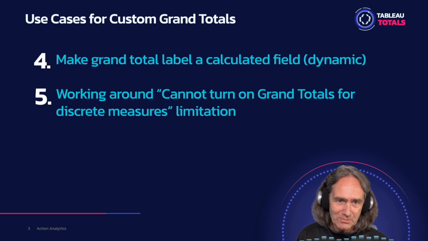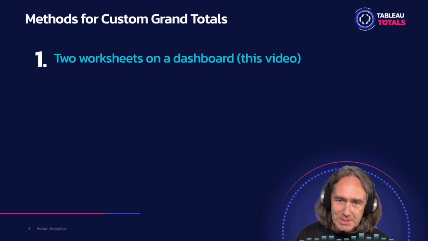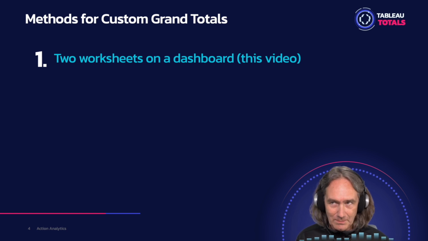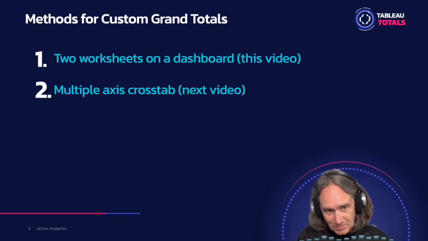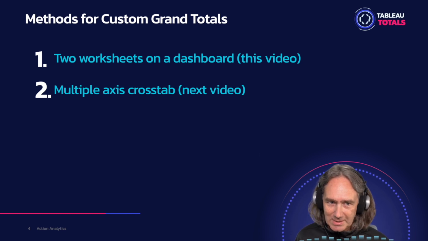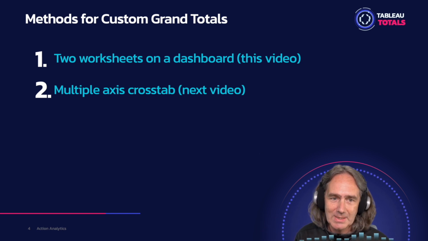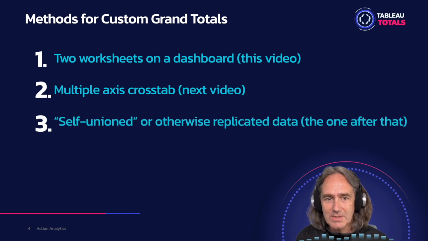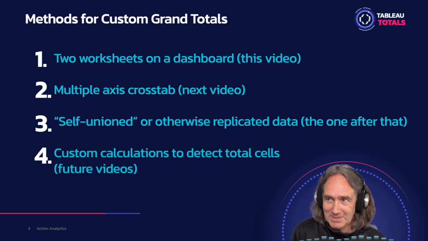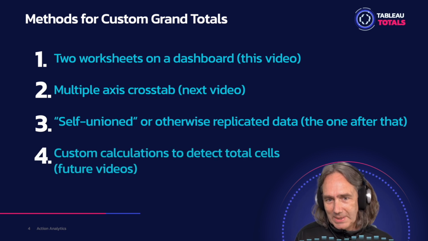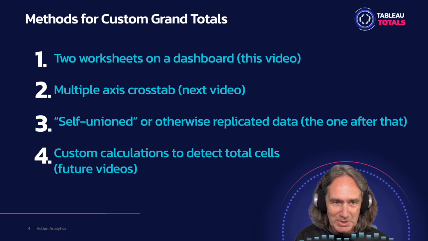In terms of doing this, we've got a few different methods. There's putting two worksheets on a dashboard, which we're going to go through in this video. There's also doing a multiple axis crosstab, where we have multiple green or continuous fields on columns and lay something out. We'll do a video demonstrating that. And then there's the self-unioned or replicated data, which we'll do in a video, and then assorted custom calculations to detect total cells, where we can get really fancy, and that's where it can take multiple videos to do.